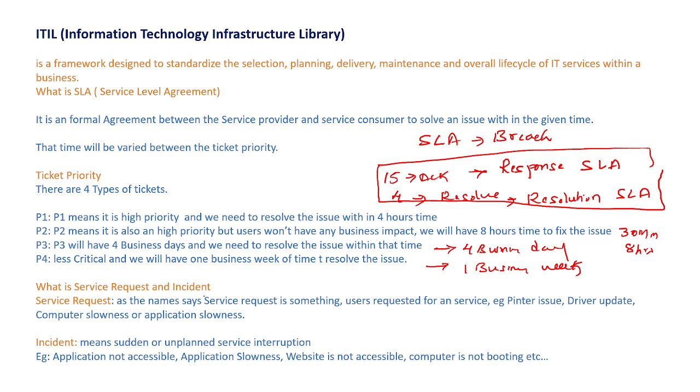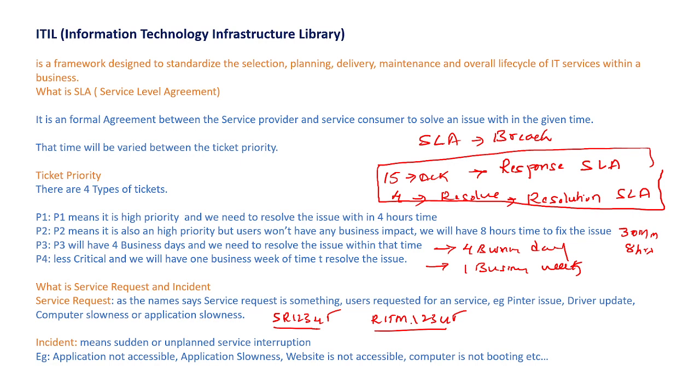A service request will start with SR12345 or RITM12345, like this it will come. Either SR or RITM. RITM means request item, SR means service request; both are the same. Anything that is freshly requested by a user for a service is called a service request. Example: a printer configuration, a driver update, or an application access.